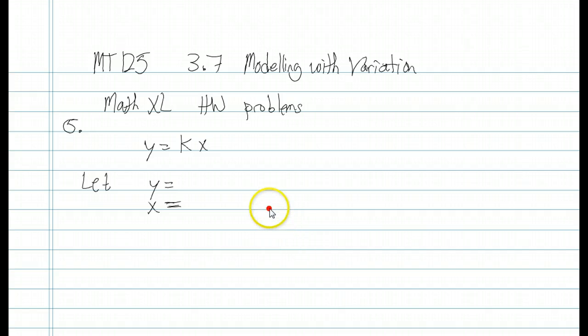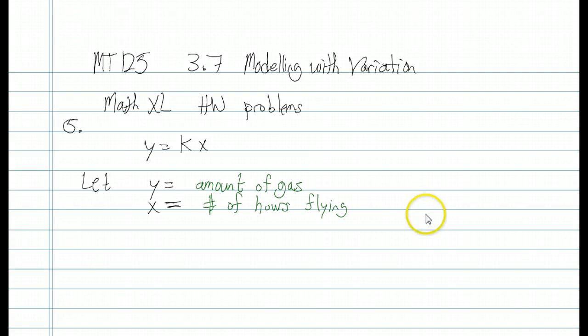Again, we want to declare our variables. We want the dependent variable y to be what comes before the statement directly proportional to, which in that case was the amount of gas used. That's going to be in gallons. You're going to let x equal the amount of time spent flying, which is the number of hours. So the units on y are gallons, the units on x are number of hours flying.